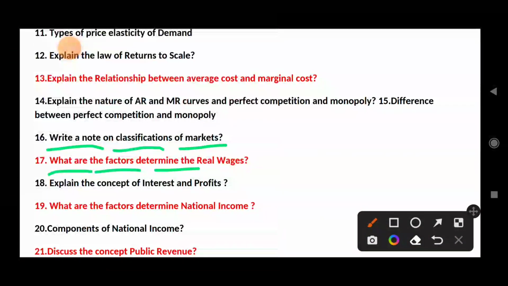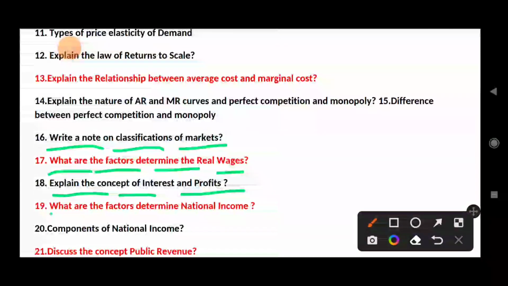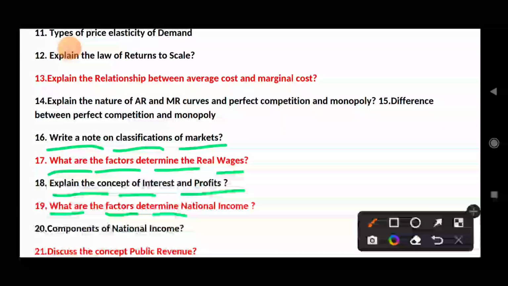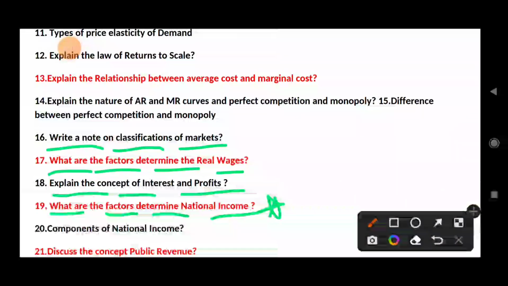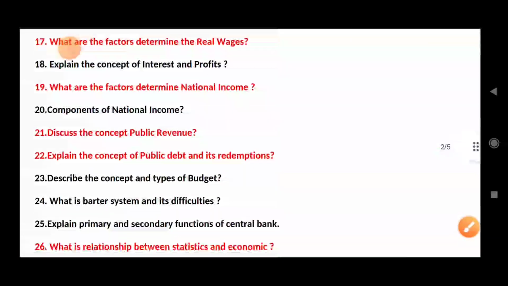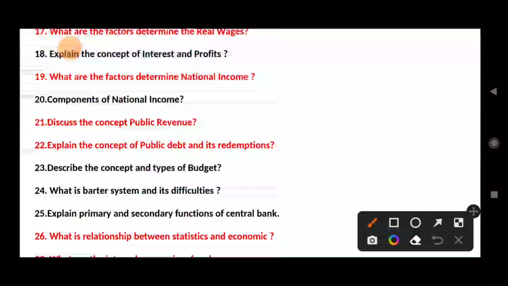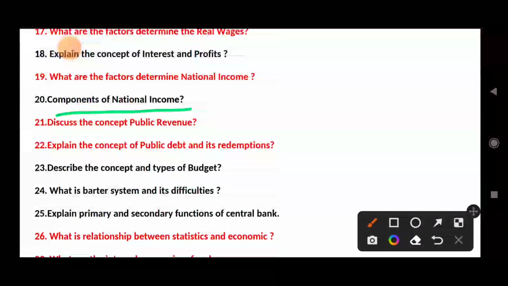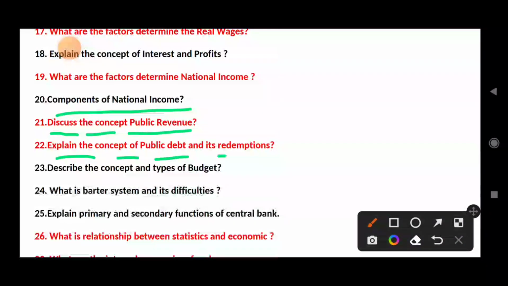What are the factors determining the real wage? And explain the concept of interest and profit. What are the factors determining the national income? Very important one. Next, components of national income. Discuss the concept of public revenue. Explain the concept of public debt and redemption. Describe the concept and types of budget.